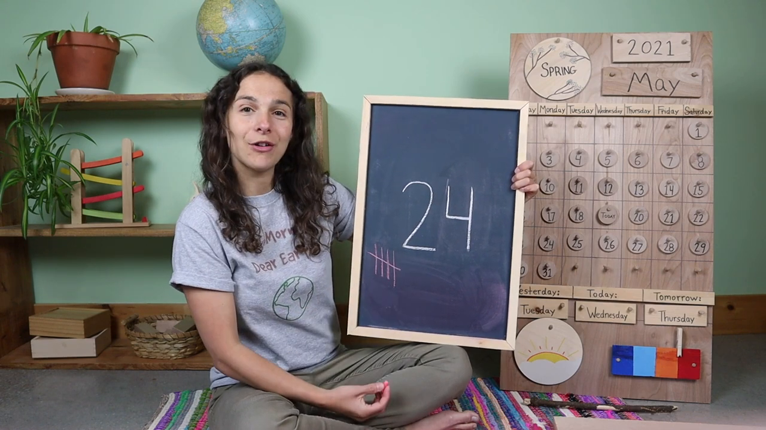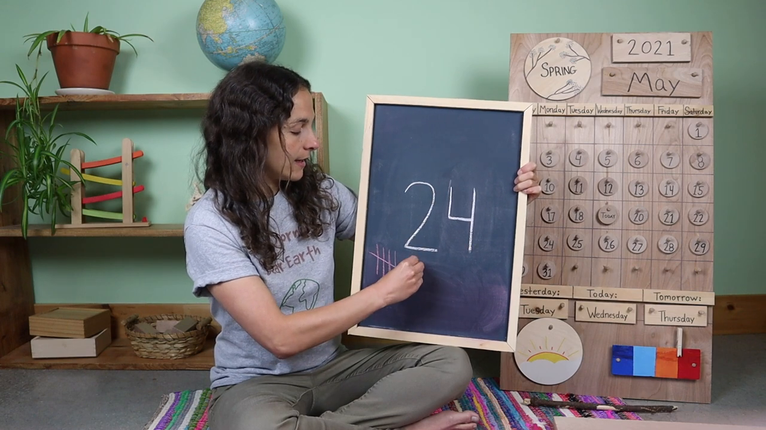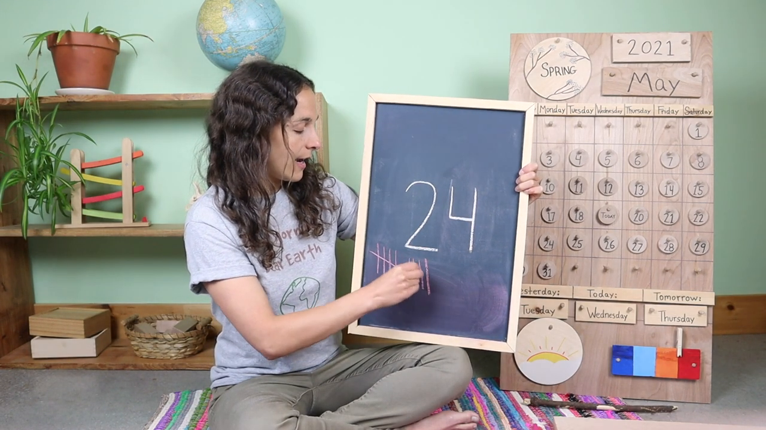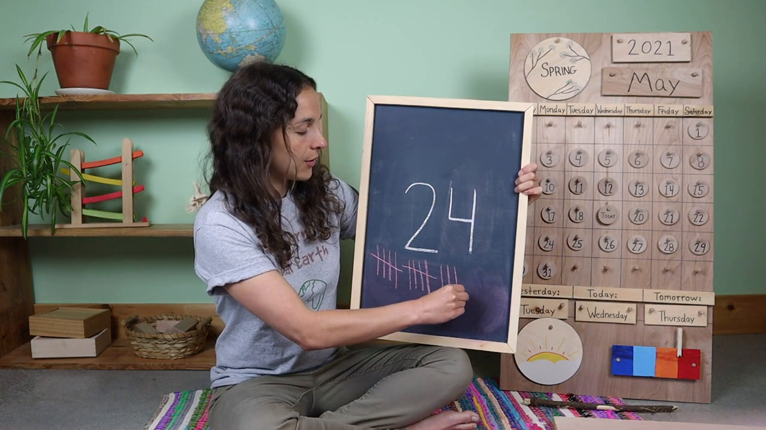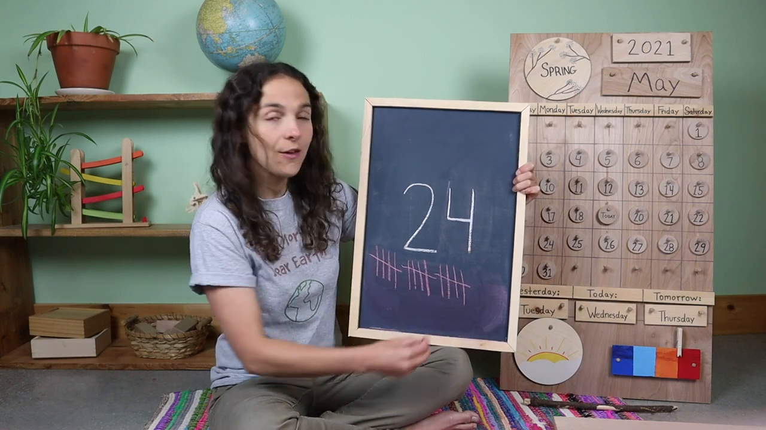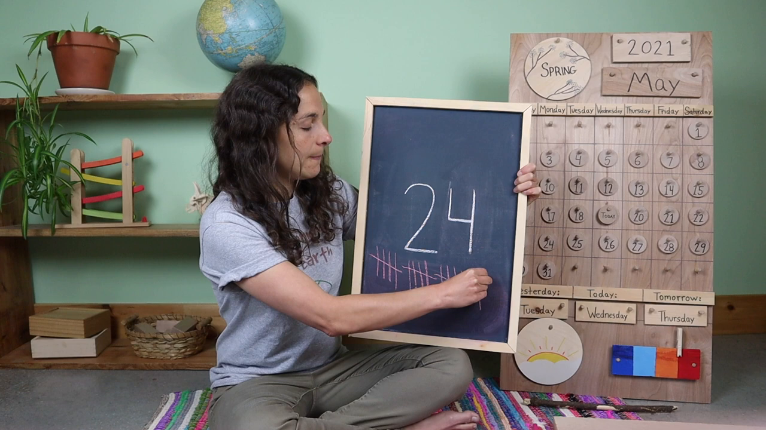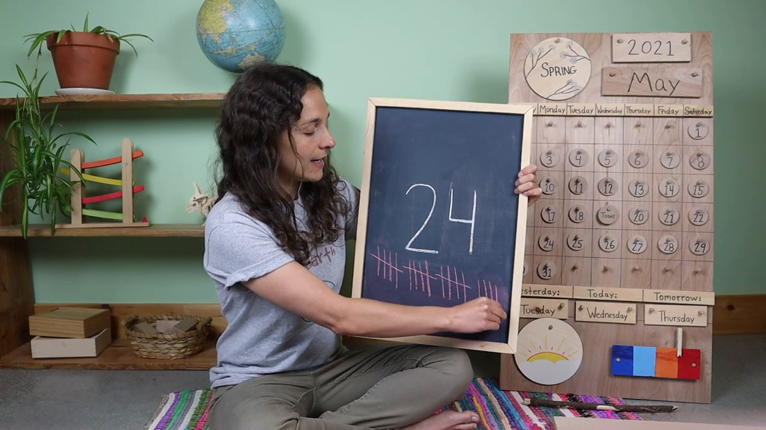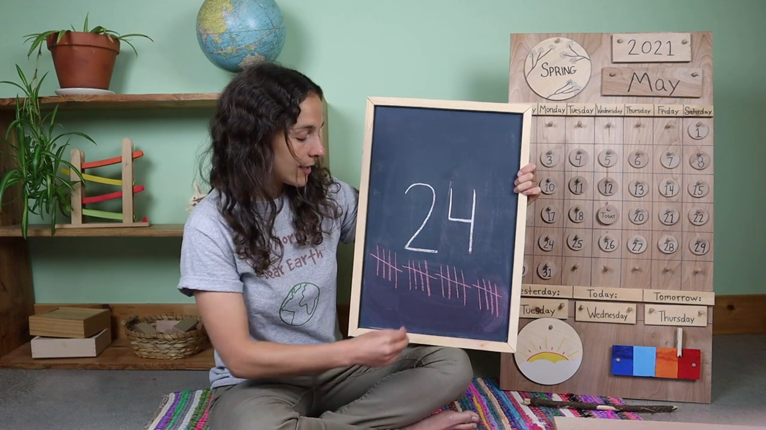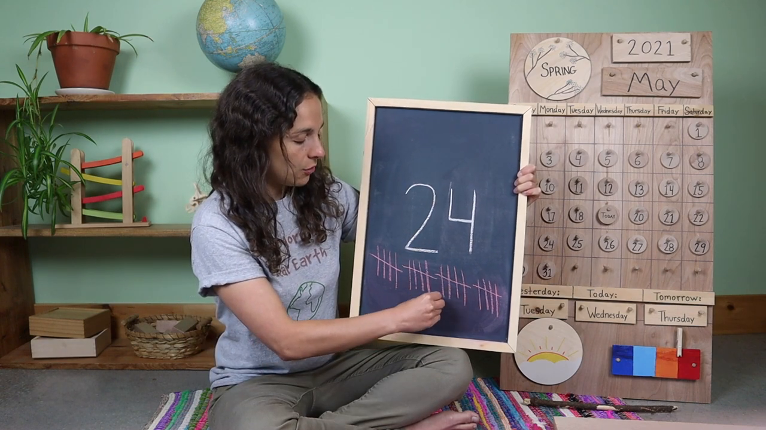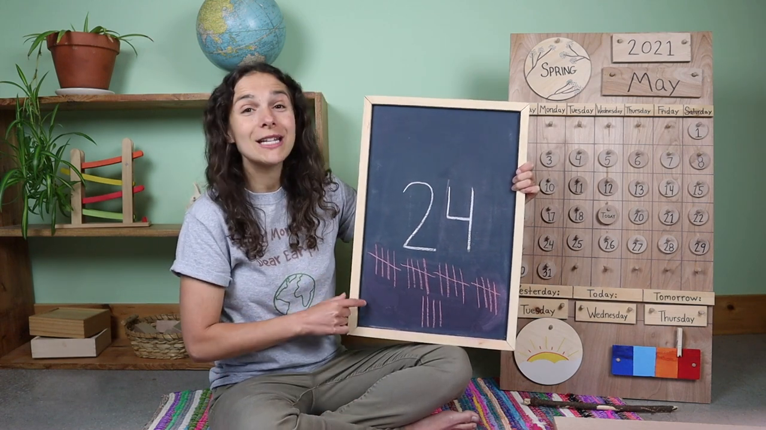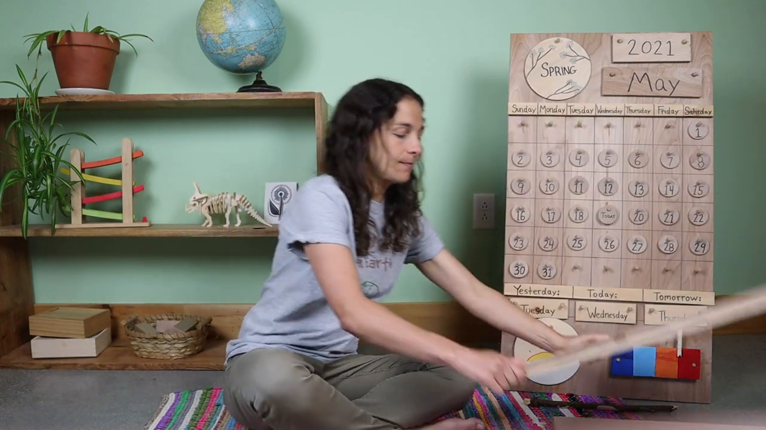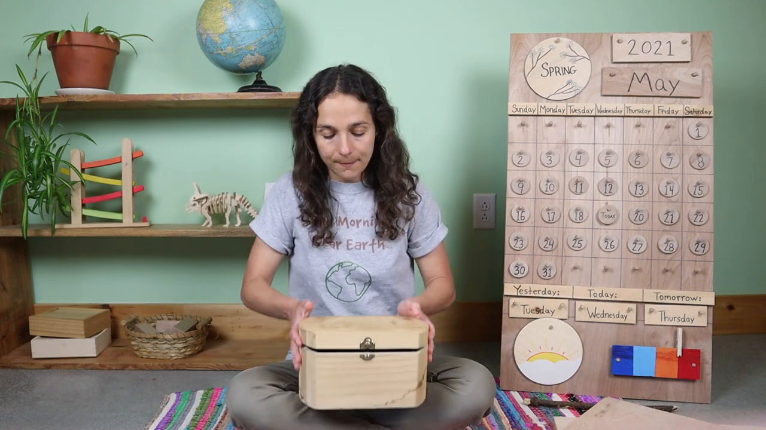1, 2, 3, 4, 5 goes across, 6, 7, 8, 9, 10 goes across, 11, 12, 13, 14, 15 goes across, 16, 17, 18, 19, 20 goes across, 21, 22, 23, and one more makes 24. 24 tally marks.